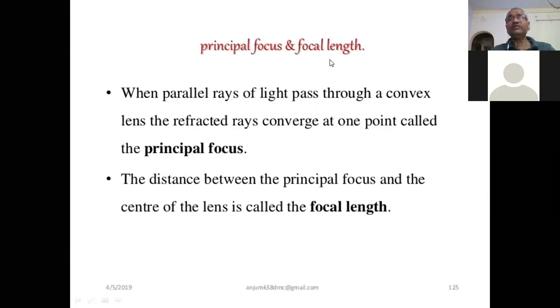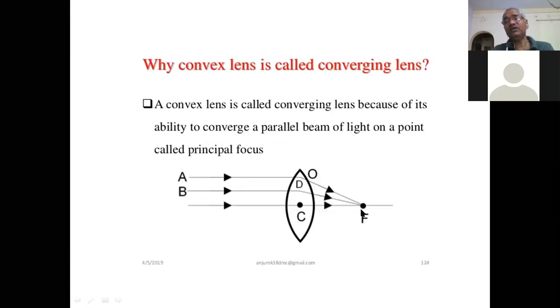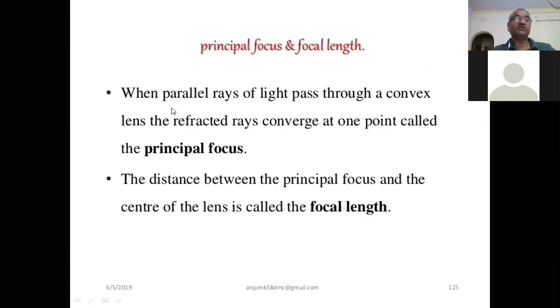So what is the principal focus and focal length of the lens? When parallel rays of light pass through a convex lens, the refracted rays converge at one point, and that point is called the principal focus. In the last diagram, this F is the principal focus because all these parallel rays pass through this F. Converge means they come together or meet at a single point, and that point is called the principal focus.